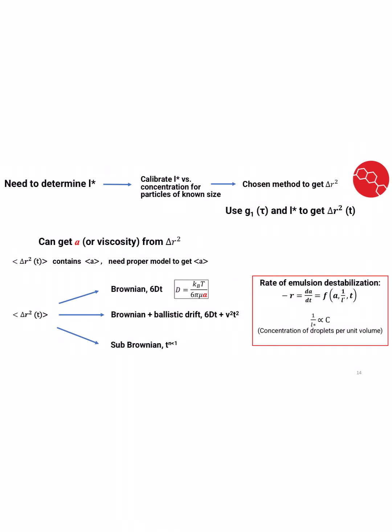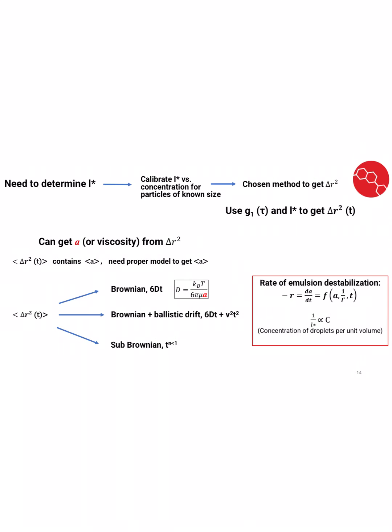The expression for MSD contains A, the droplet radius, but you need a proper model to extract values of A. As you can see, if your sample exhibits Brownian motion, MSD equals 6Dt, and getting A is quite simple. The Python code I used to fit my experimental data uses this Brownian motion model to obtain a value of A. If your sample exhibits ballistic drift motion or sub-Brownian motion, getting A becomes a bit more challenging.